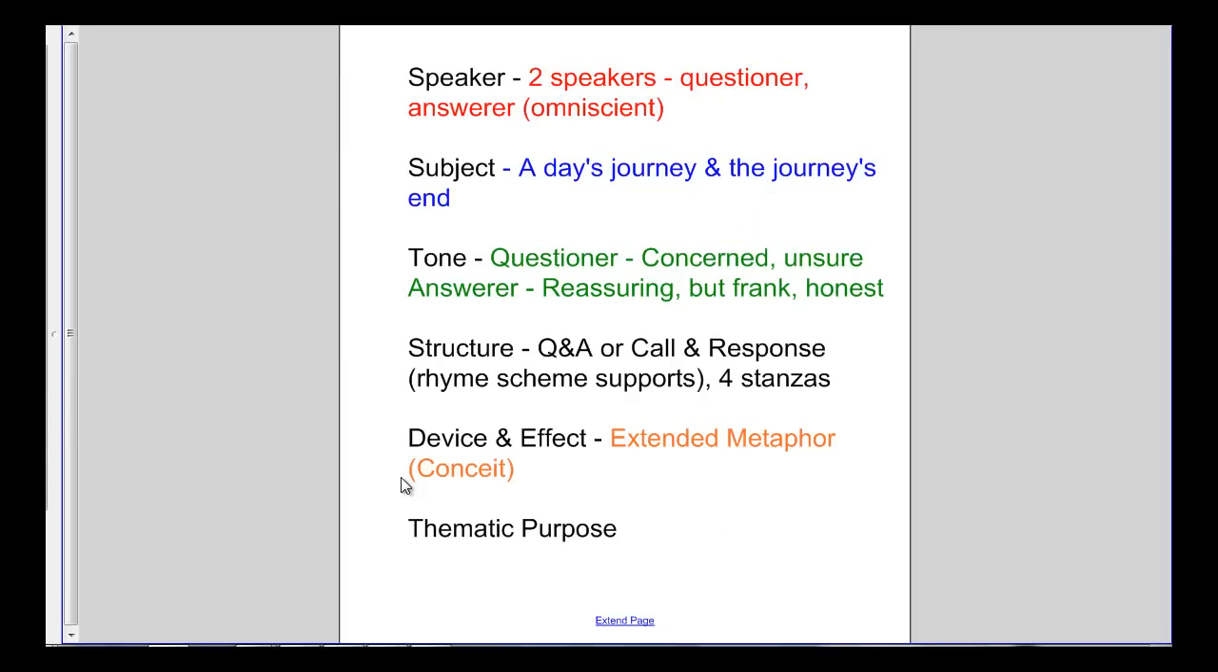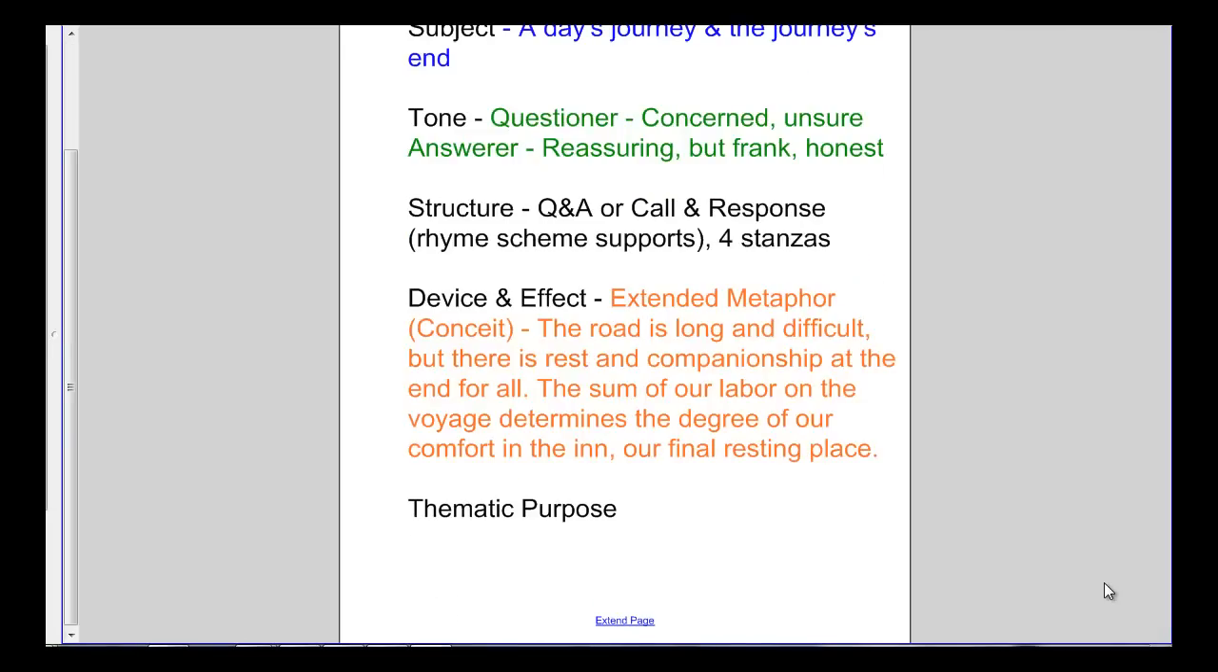So what's the effect of the extended metaphor? Again, give it a second, think about it. How would you describe that? And then I'll tell you what I think. So what is the effect of the extended metaphor? Well, now I have to use descriptive language myself to really get into it at all. If I am very pat and obvious, I'm not going to get into it. Well, there's a road and it's hard and there's a place at the end. Well, no, let's describe it a bit. The road is long and difficult. There is rest and companionship at the end for all.